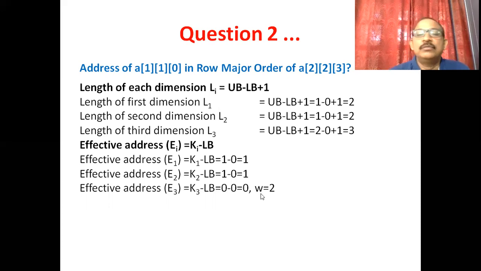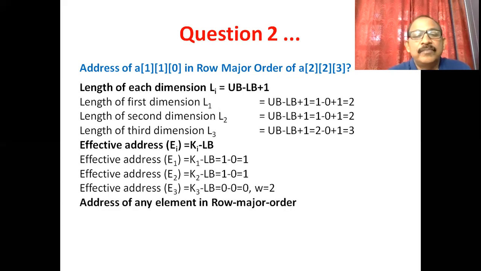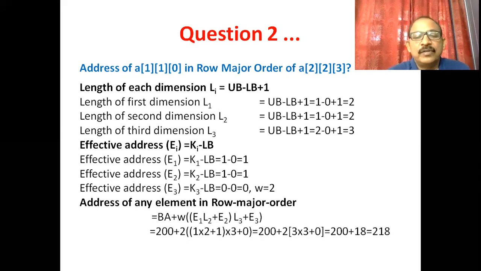And what is the W? W is the size of each element. So the address of any element in row major order is BA plus W into E1 L2 plus E2 into L3 plus E3. So the base address is given 200, plus 2 into 1 into 2 plus 1 into 3 plus 0. And now you can see 200 plus 2 into 3 plus 0, 208. So the address of element A110 in row major order is 208.